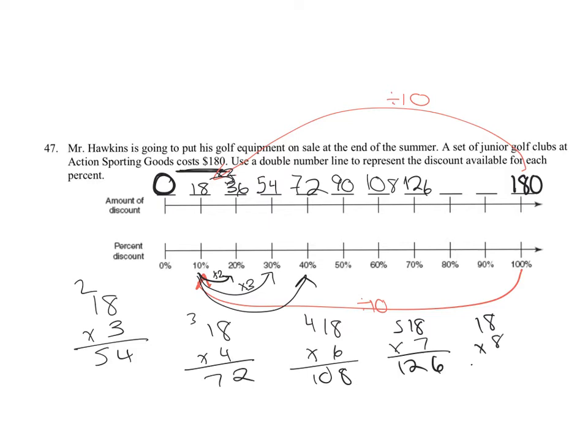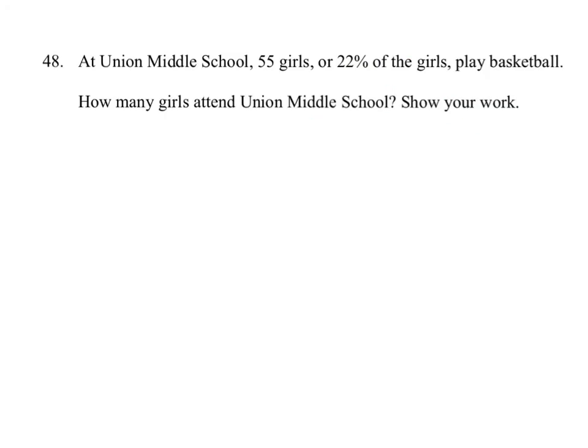18 times 8, okay, 64, so that would be 144. And then 18 times 9 gives me 162. Okay, and you can simply do that for every single percent problem if you have a double number line. Okay, question number 48.